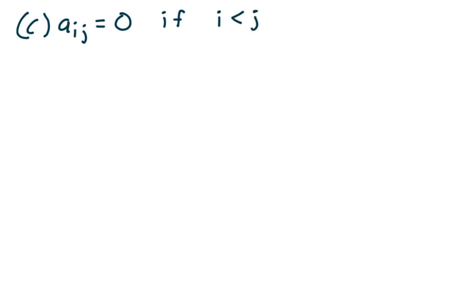In this case, the column is less than, the row is less than the column. Okay, so it's just a slight change from part B.